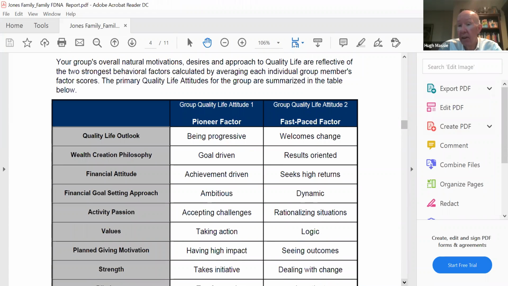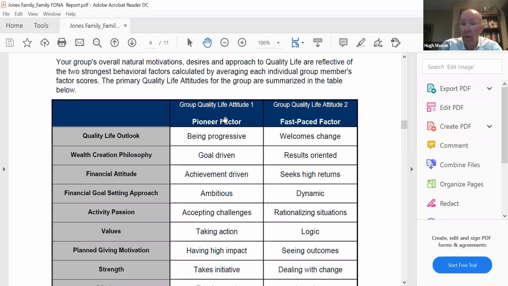Then if you blend together their behavioral factors, this is the combination. So their group quality life attitude number one is based on the pioneer factor. So they're going to be more goal driven, about achievement, wealth creation will be important, having a high impact. And then their quality life attitude number two, when you combine them, is being fast paced. So they're about results, returns, being somewhat logical. So you can see this is a family that's somewhat driven. They want to create wealth. That's what's happened within the family unit.